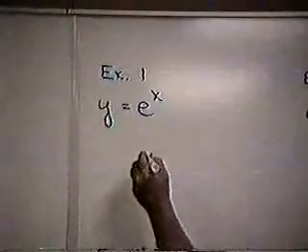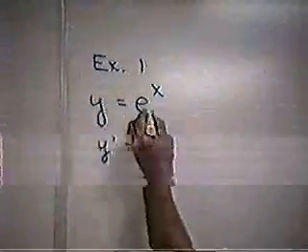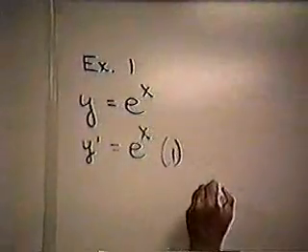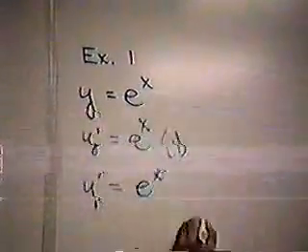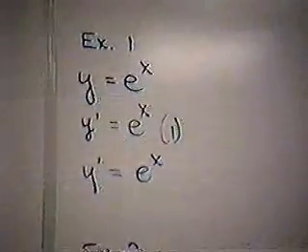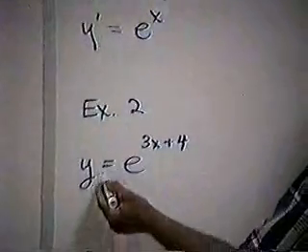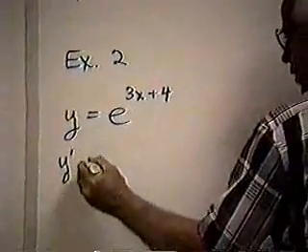Example 1, derivative of y is 1, tag on the y prime. Derivative of e to the x is itself times the derivative of the power. Okay, so final answer then is e to the x. All right, number 2, y is equal to e to the 3x plus 4. Derivative of y is 1, tag on a y prime.